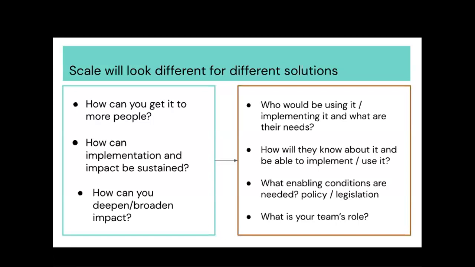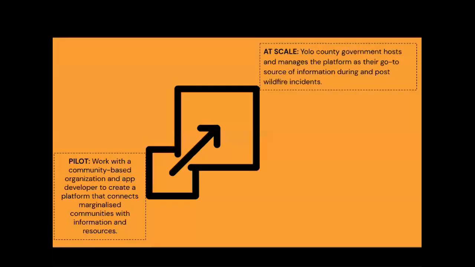For a technological solution, scale considerations could be who and how do you host something so that it is not on internal Stanford servers, or who will maintain it over time, update it, troubleshoot it, and how do you fund this? Importantly, in all of this, what is your team's role over time? So for example, in this project, the initial solution was co-created and tested with a community-based organization and hosted by the scholar. But in the long run, for this platform to be sustained, the vision was for it to be taken up by the county government as their go-to source of information during and post-wildfire incidents, meaning that they can reach the whole county.